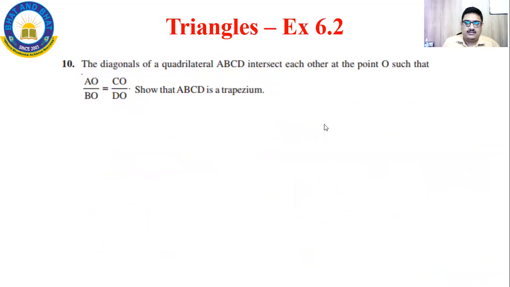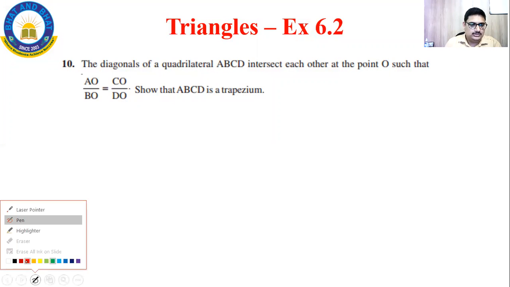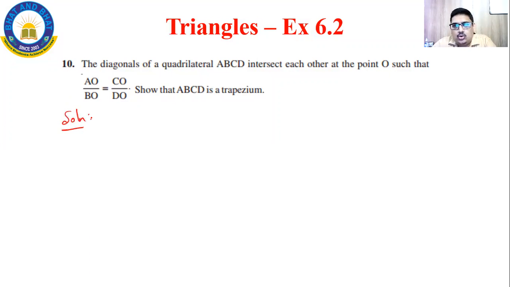The diagonals. So this question is also quite similar to the previous one, but we have to prove the other way around. The diagonals of a quadrilateral ABCD intersect each other at point O such that AO by BO is equal to CO by DO. Show that ABCD is a trapezium.